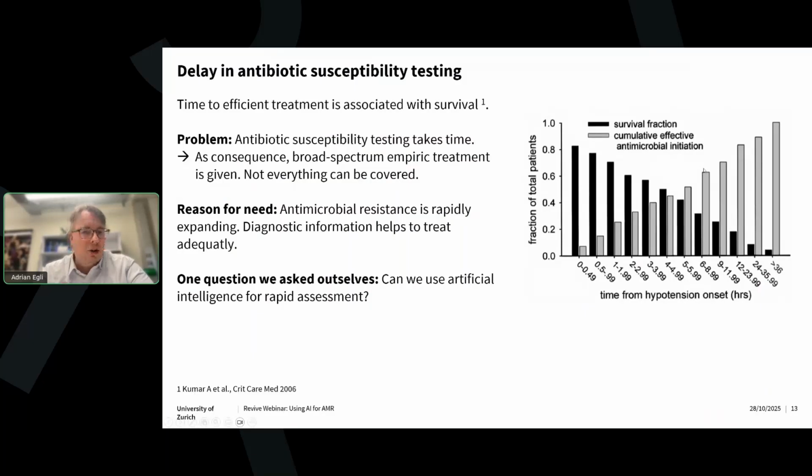And so for this reason, very often broad spectrum antibiotics are given to capture all sorts of eventualities, and this then results obviously in more selective pressure for the bacteria. So the question we want to ask ourselves here is, can we use artificial intelligence for a more rapid assessment and then a more targeted therapy?